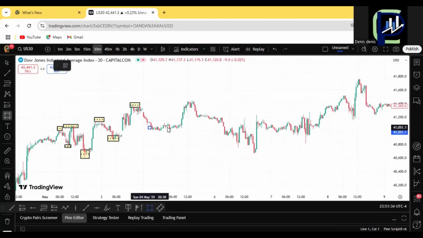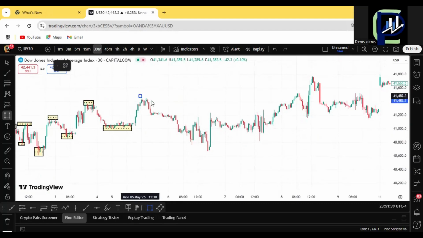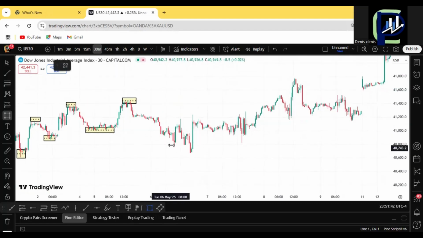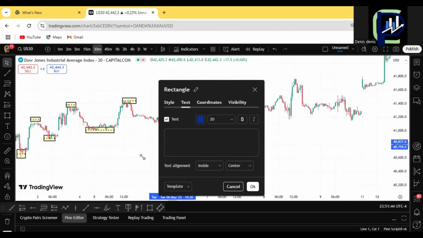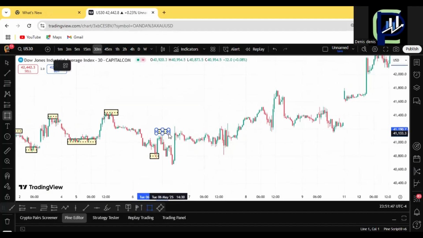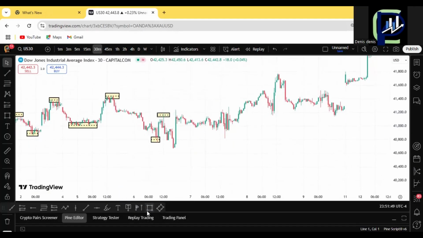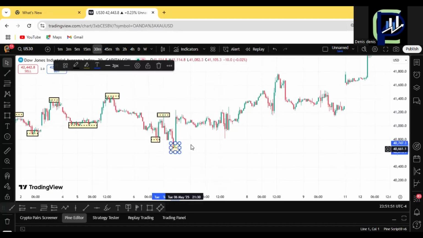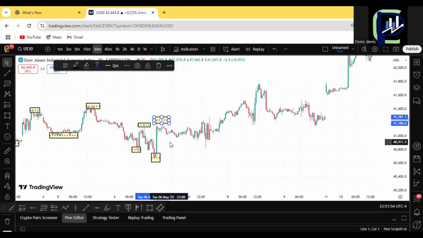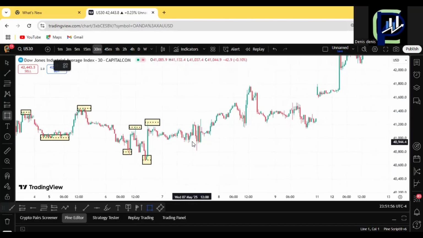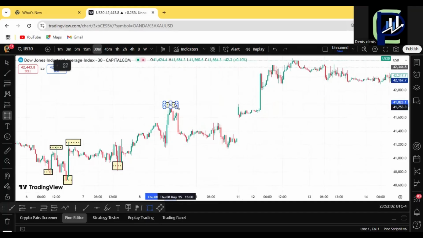This is a turning point. The market turned from here and then went up. You can see the market turned from here and then went down. When the market reached here, it turned and went up. Reaching here, the market turned and went down. When we reached here, the market turned and went up, and then turned down.